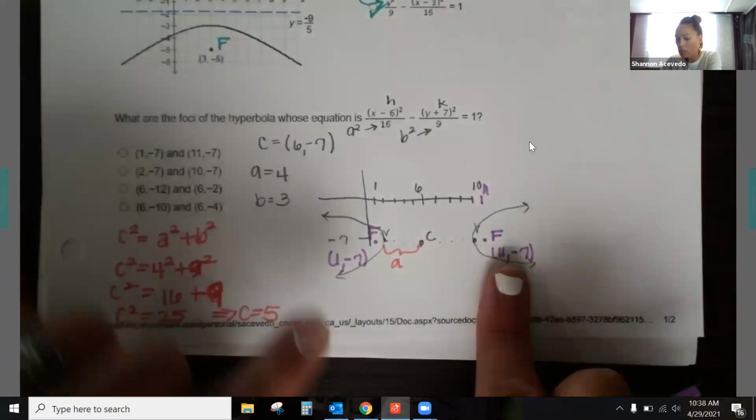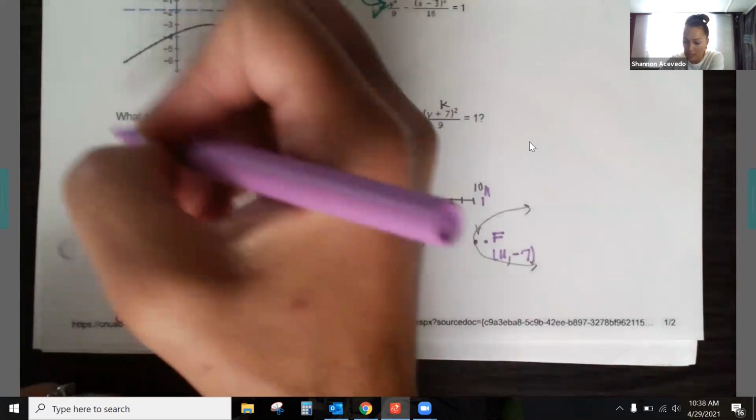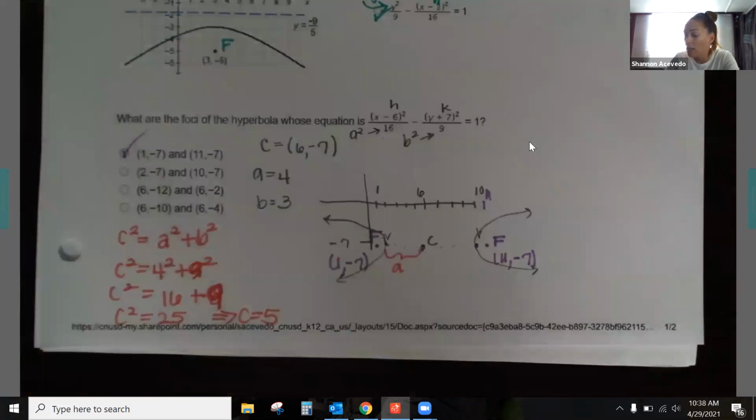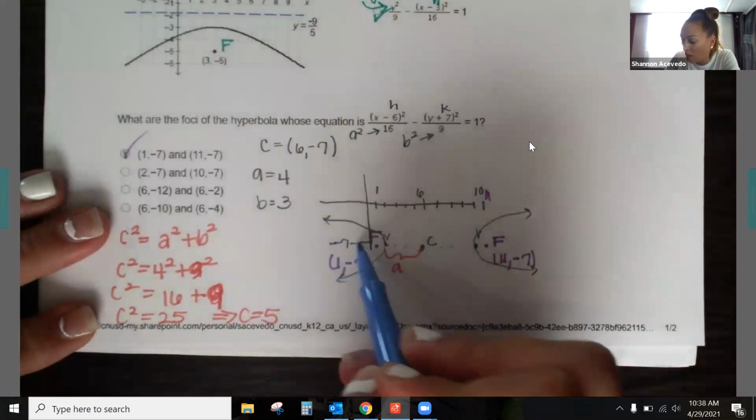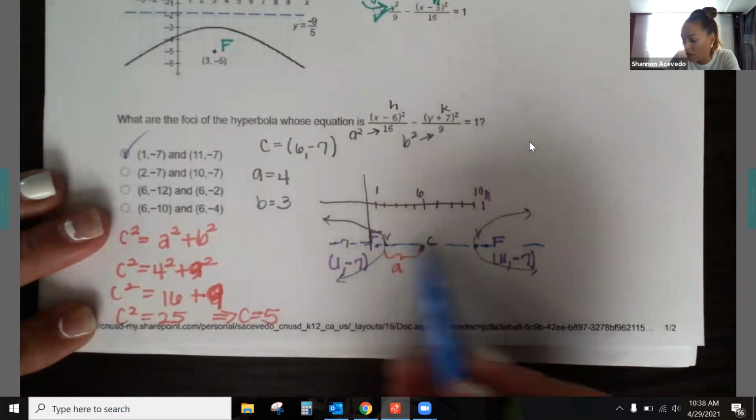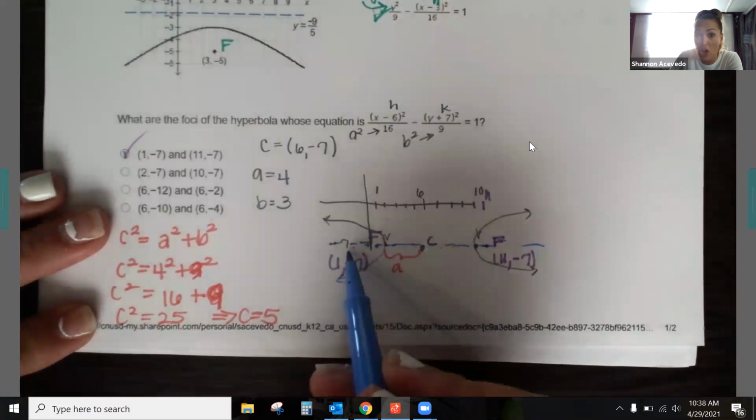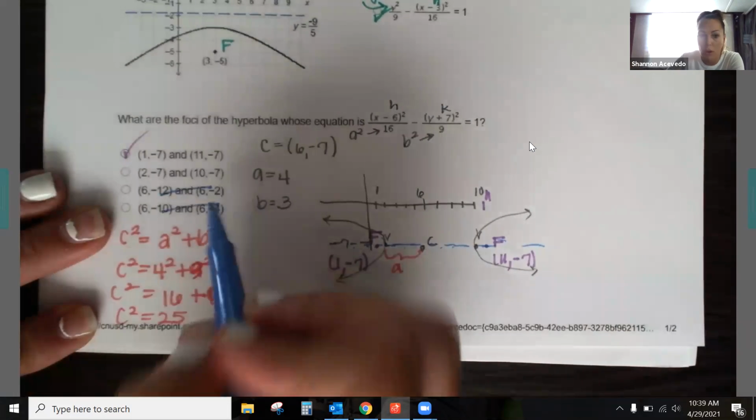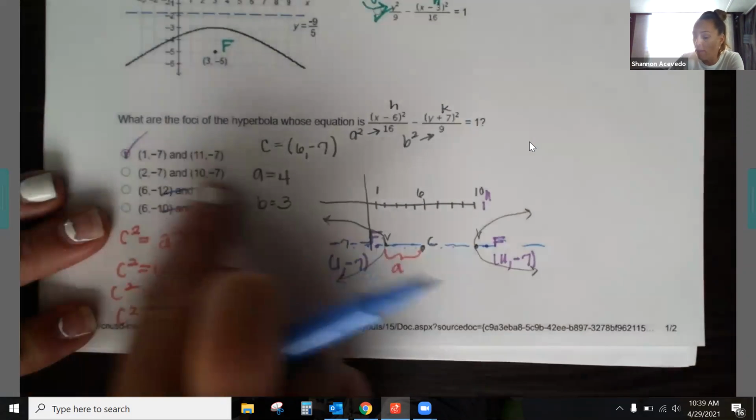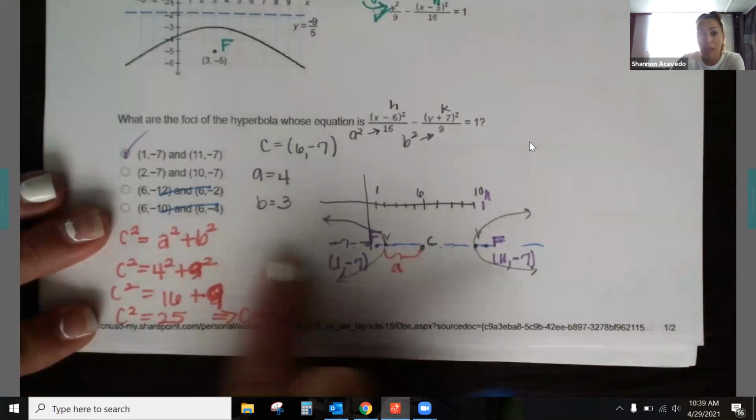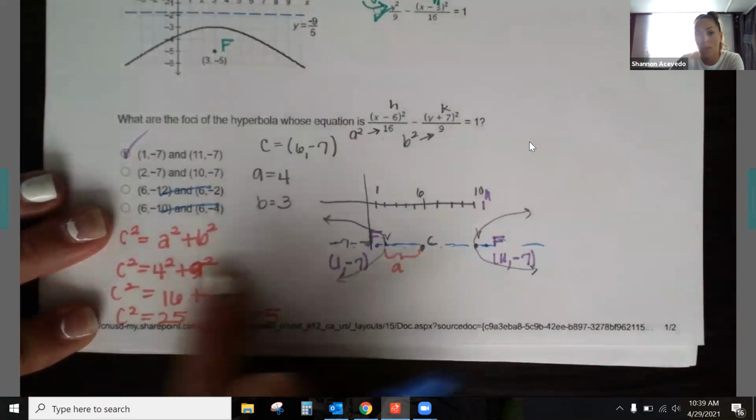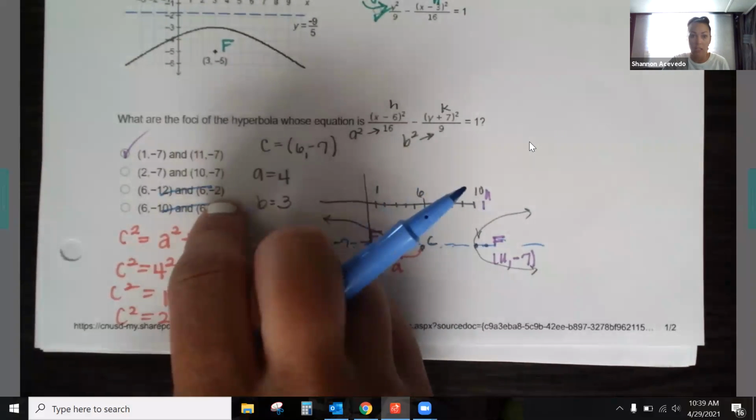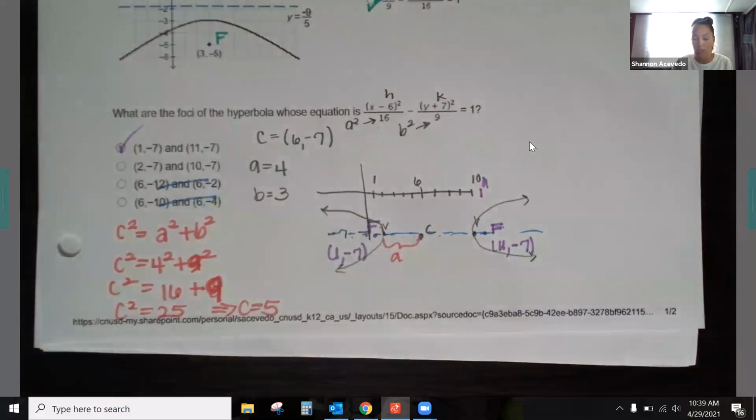So they want to know what are these 2 points so I can match it up, and I can see they're right here. I should know because my vertices are on this line right here, vertex to vertex, it's at -7. I should know that my foci are on that same line. So I should have been able to cross those 2 off right away. I know that that y value is going to have to be -7 because it's on the same horizontal line as my vertices. So I should have been able to eliminate it to these 2 options.